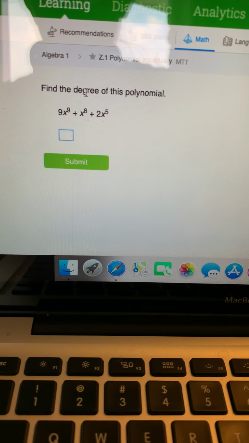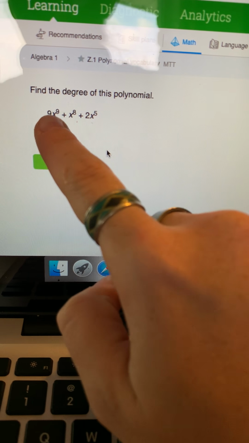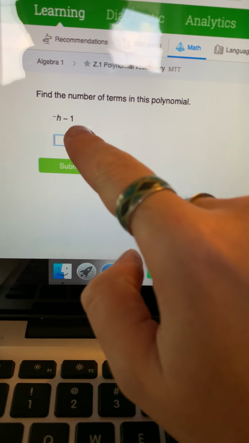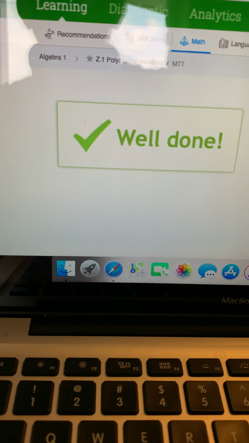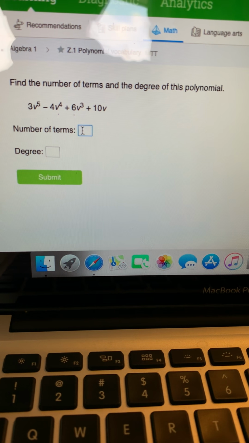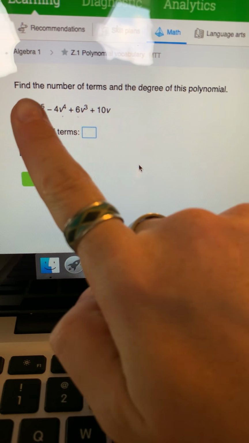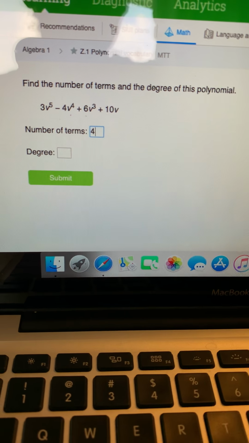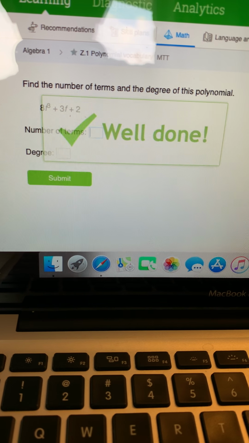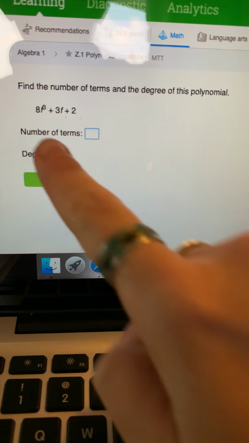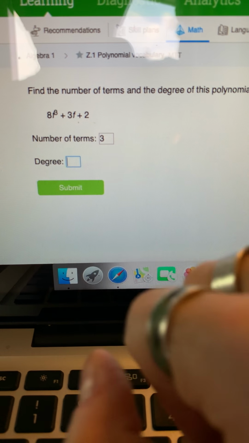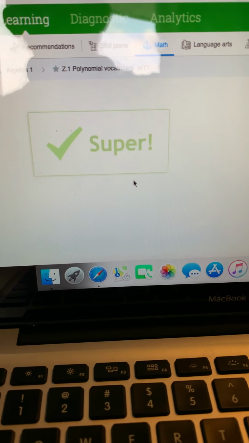Now we're back to degree. Find the degree of this polynomial. There's 3 different exponents. 9 is the biggest one. Back to terms. These are 2 different terms. So you put 2. This one only has 1 term. Now you have to do them both at the same time. Oh, wow. 1, 2, 3, 4 terms. Degree, remember, is biggest exponent, so that's 5. And that's it. How many terms are there? There are 3. What's the degree? On top of that F is also a 3. So both of those answers are 3.